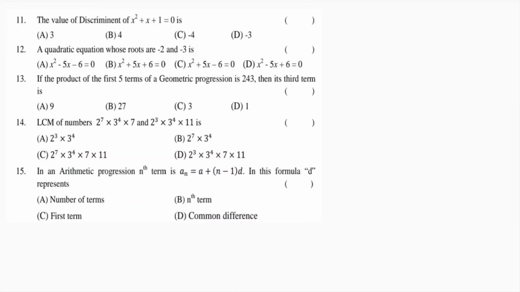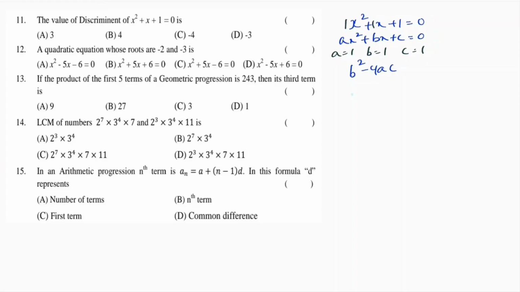The value of the discriminant of x square plus x plus 1 equals 0. So here the discriminant formula is b square minus 4ac. Before that, if you compare this quadratic equation with the standard one, ax square plus bx plus c, and write the values of a, b, c, here a is 1, b is also 1, and c is also 1.